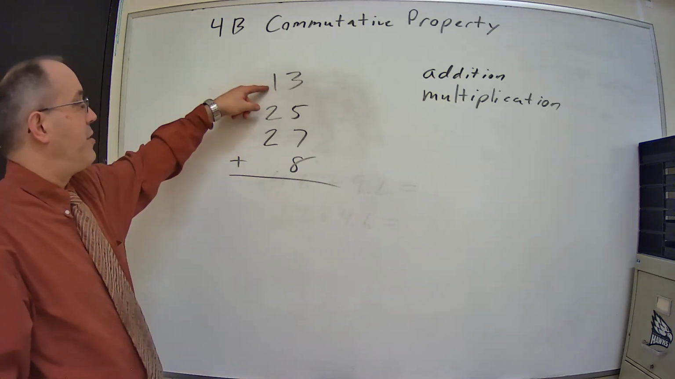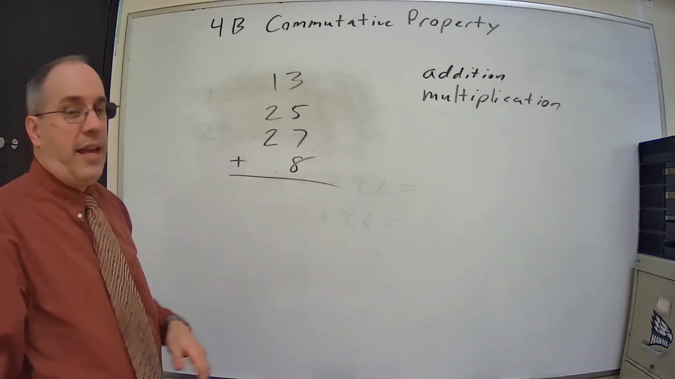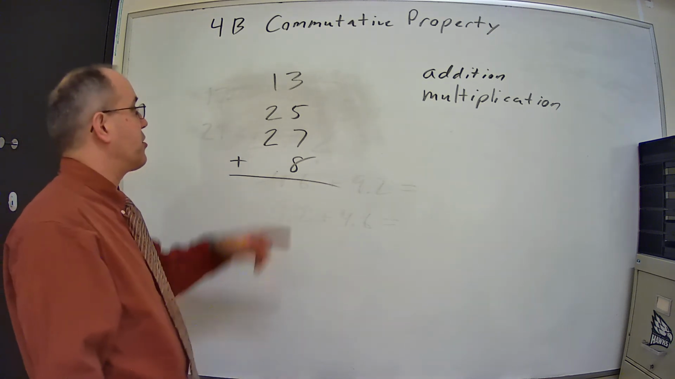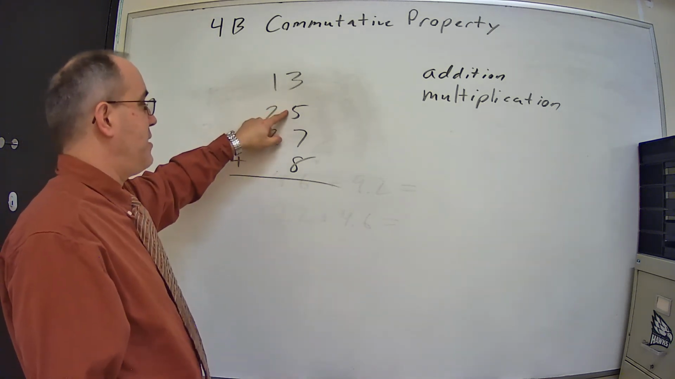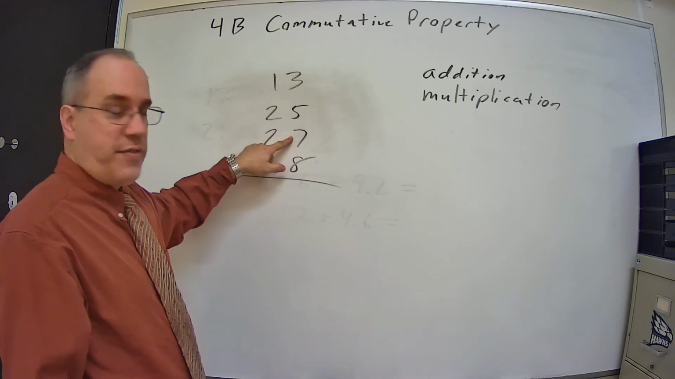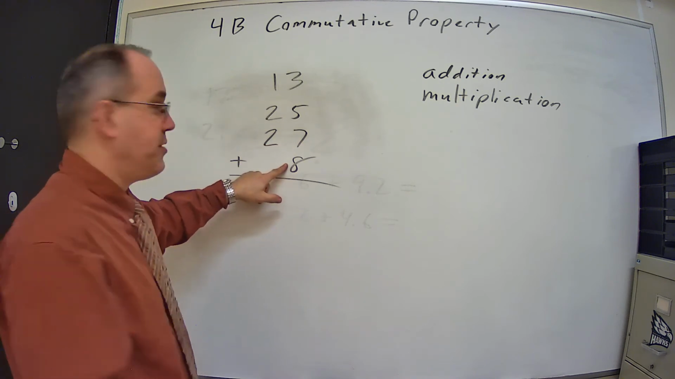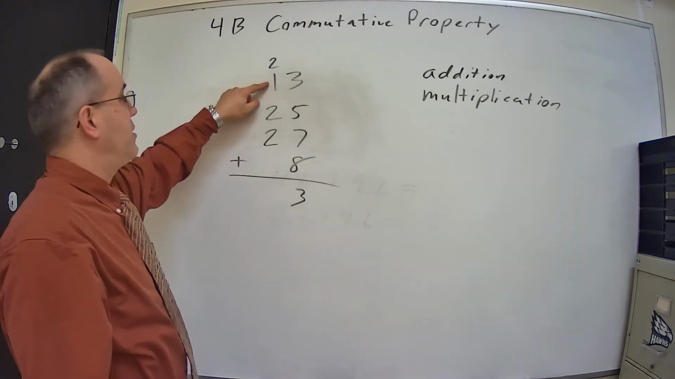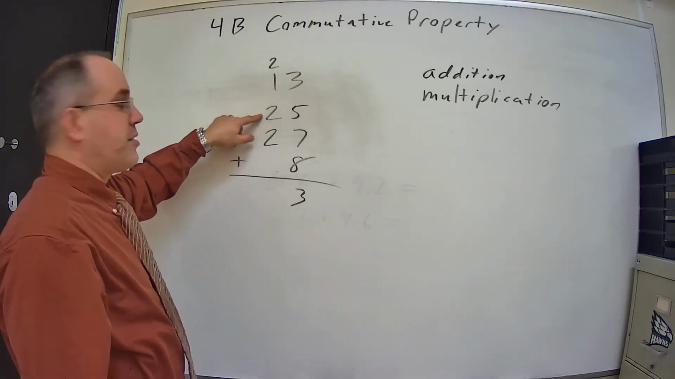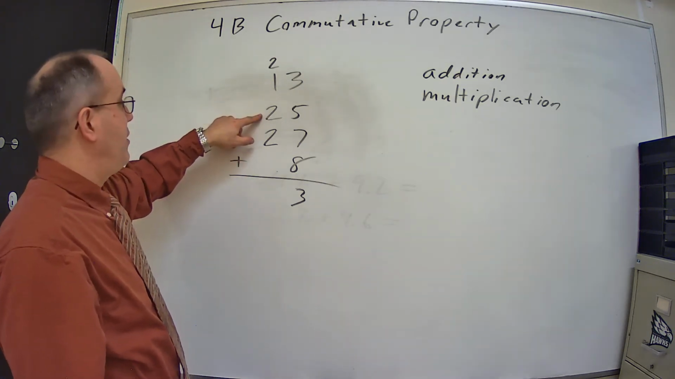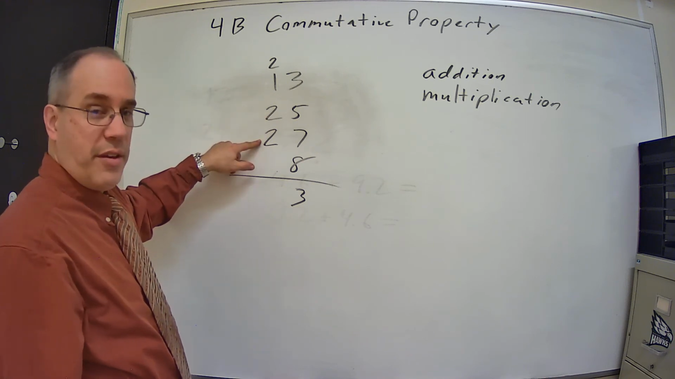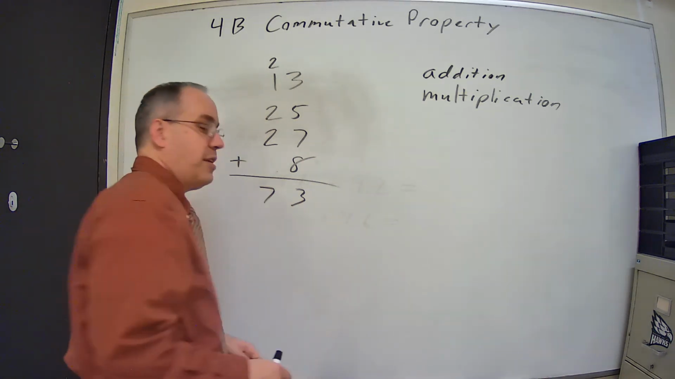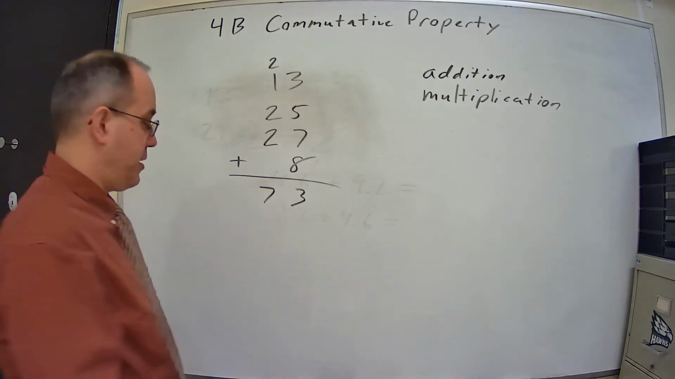Now I have 13, 25, 27, and 8, and if we were going to add this, we just go 3 plus 5 is 8, plus 7 is 15, plus 8 is 23, carry the 2, 2 plus 1 is 3, plus 2 is 5, plus 2 is 7, we come out with 73, and that's our basic addition.